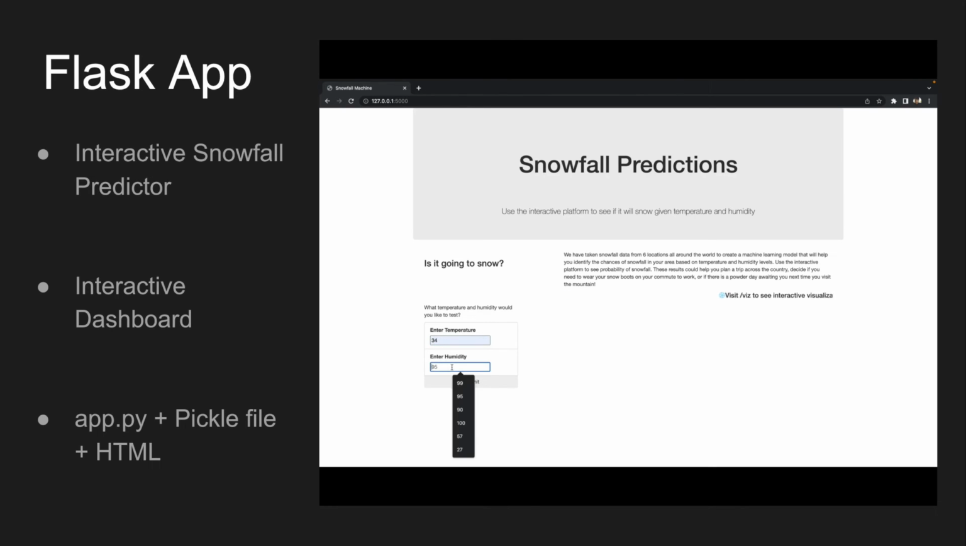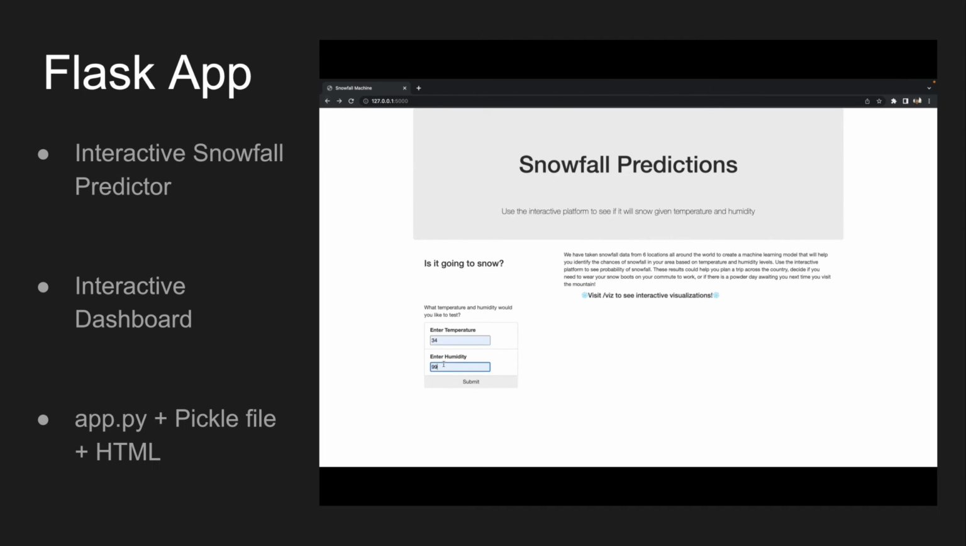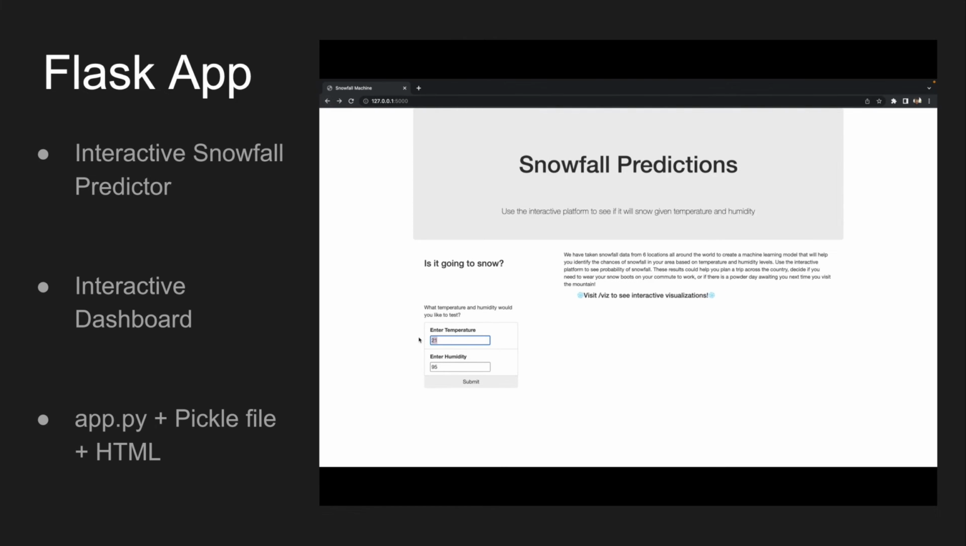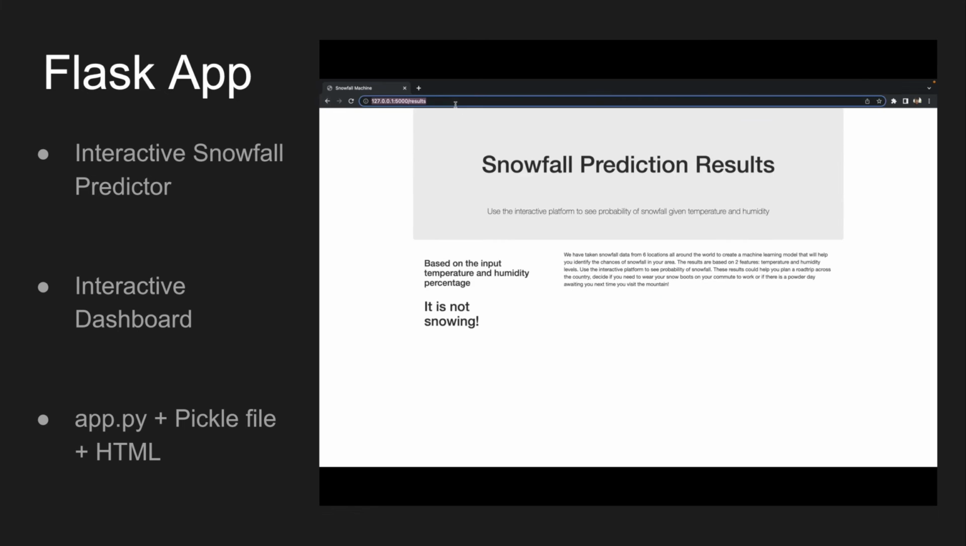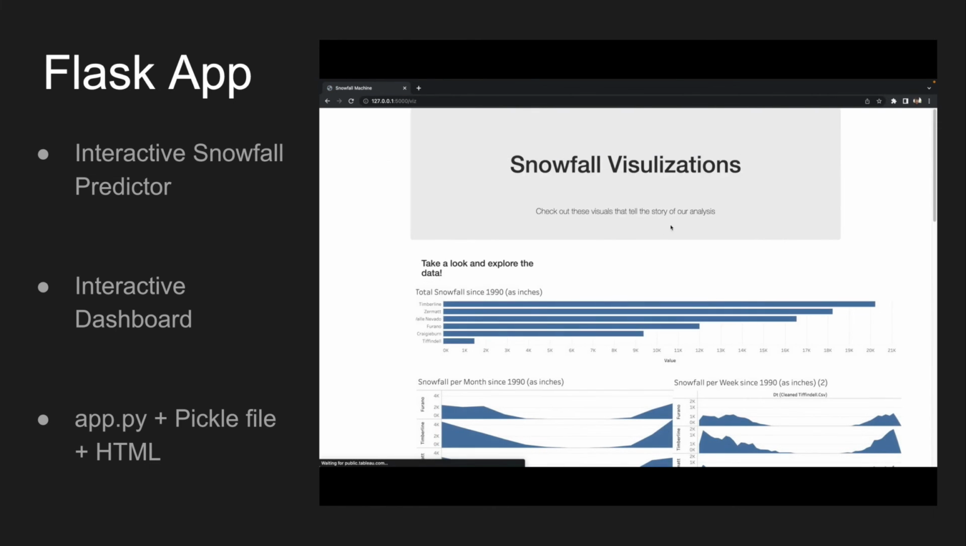So let's start with 34 degrees and 99% humidity. It is snowing. Let's change that humidity to 95%. It is not snowing. All right, now let's change that temperature to 21 degrees. It is snowing. Finally, let's go up to 72 degrees. It is not snowing. So you can see, based on what you know about weather and snow, the results are pretty accurate. We actually had an accuracy score of 86%, which is pretty good for weather.